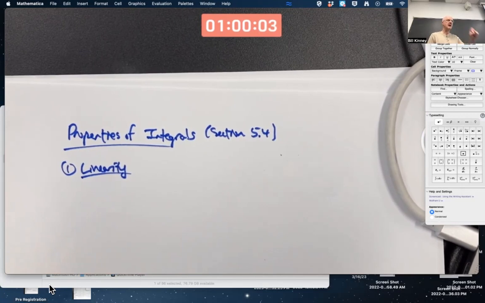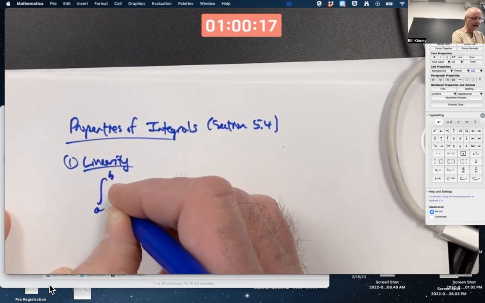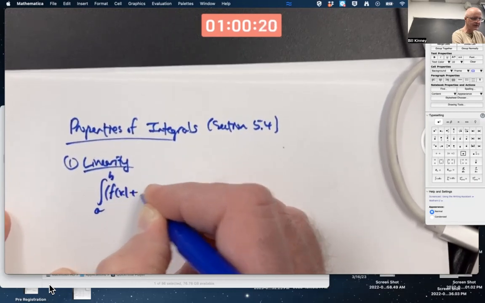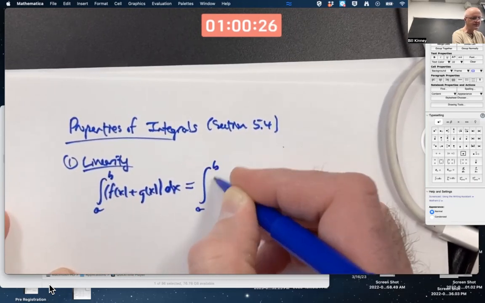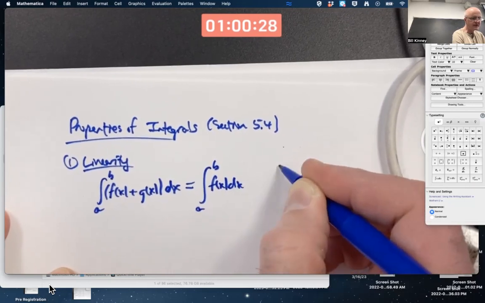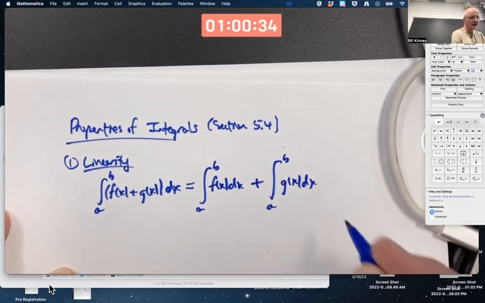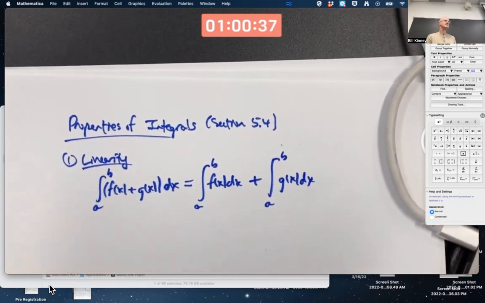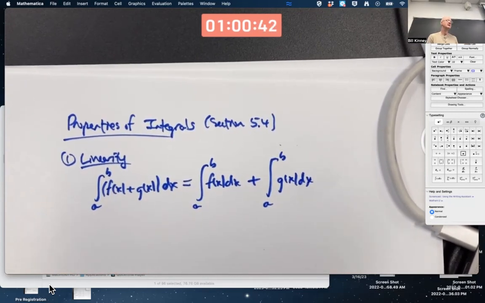It's similar to a linearity property of derivatives. You remember that the derivative of a sum is the sum of the derivatives. d dx of f of x plus g of x is f prime of x plus g prime of x. Something similar happens with integrals. The definite integral from a to b of a sum of two functions, f of x plus g of x, can be found, if you want, by integrating f of x first, then integrating g of x, and then adding the results. The integral of a sum is the sum of the two integrals.